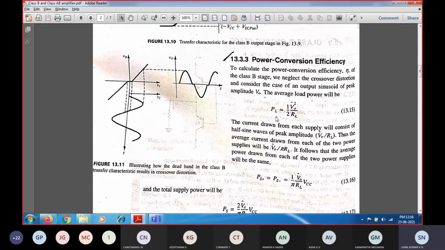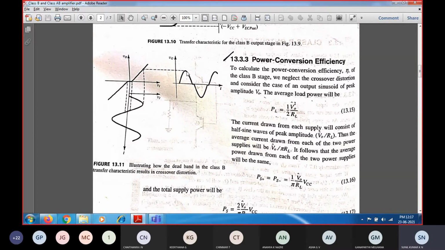And for the load power, it is V0 cap divided by root 2, whole square, divided by RL. This is one of the formulas that you need to remember for the load. P can be equal to V square by RL, or P can be equal to I square into RL, or P can be equal to V into I. In this case, we are going to consider PL in terms of V square by RL.